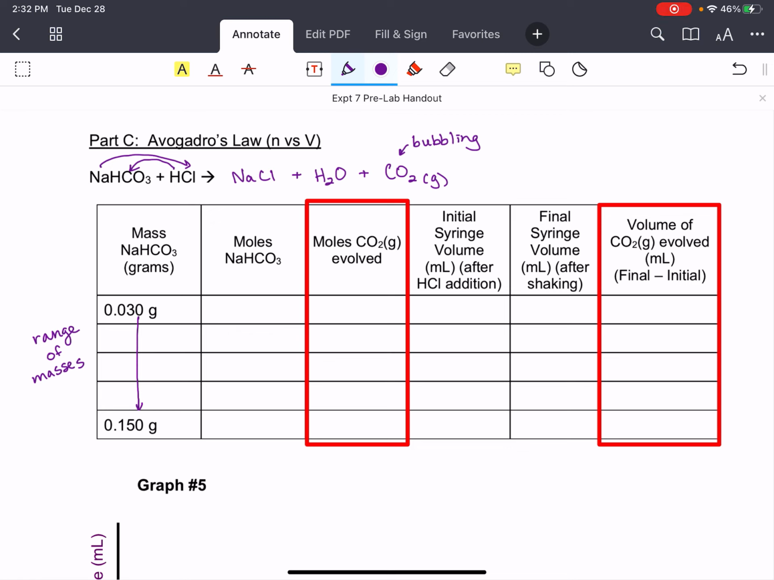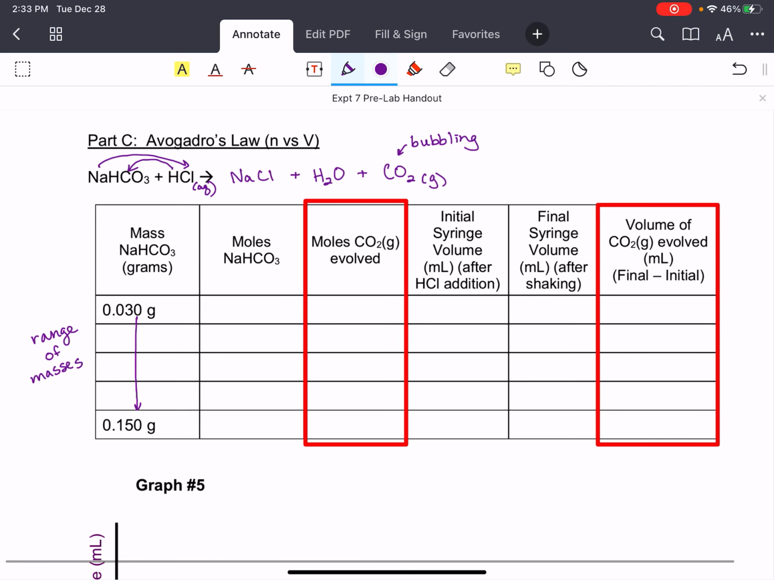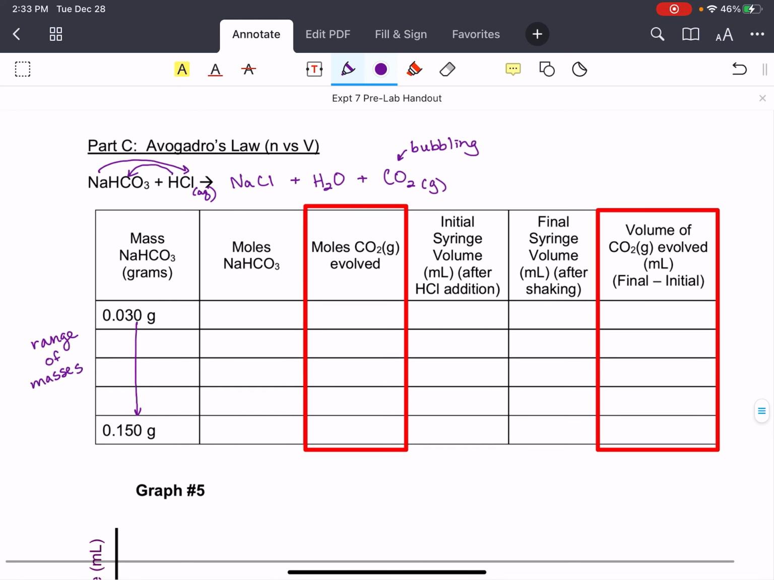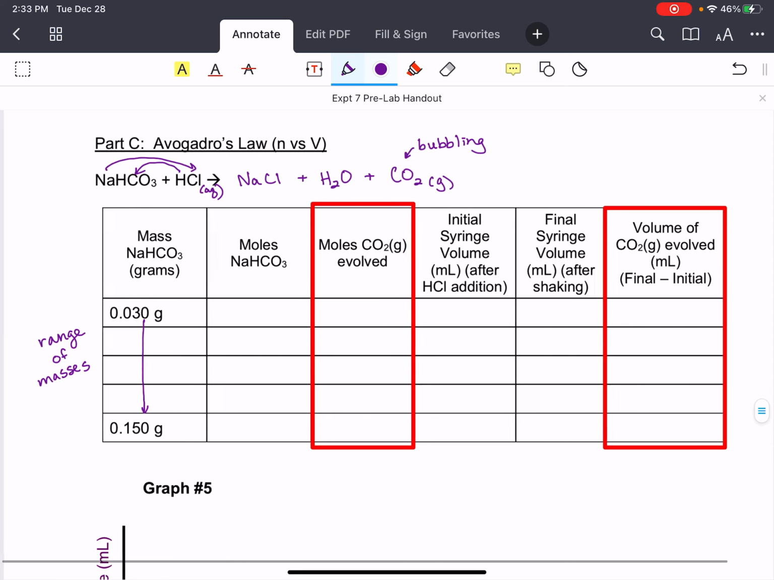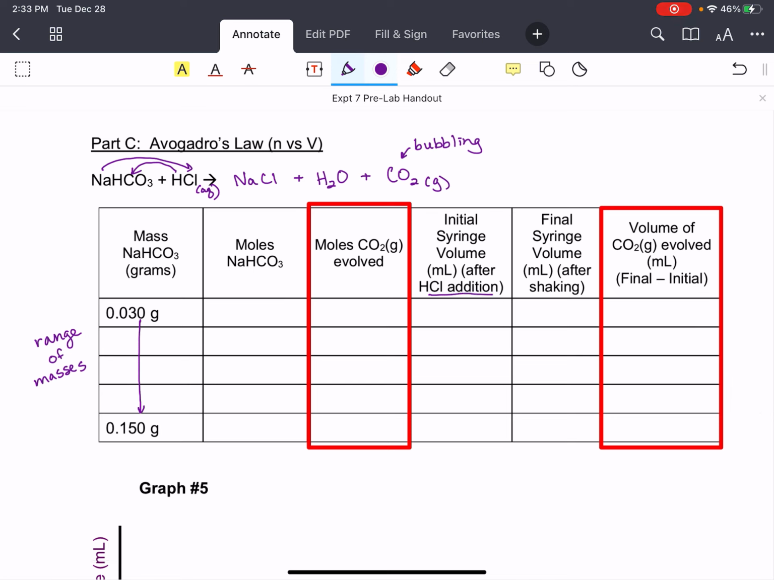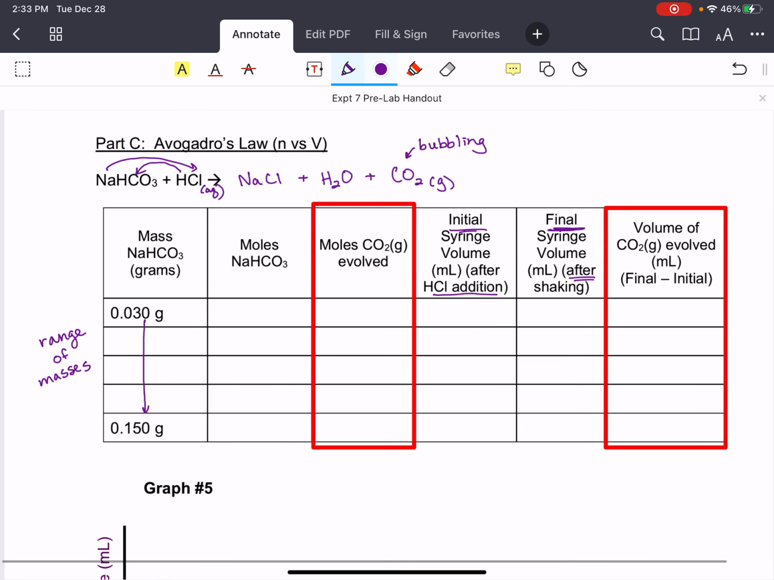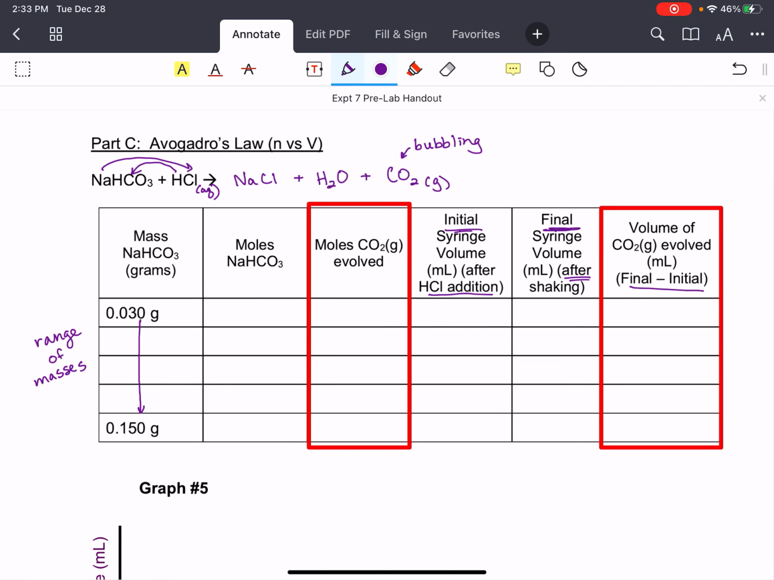Once you write down the masses, you'll measure out your sodium bicarbonate and you'll add hydrochloric acid in solution to your syringe, and you'll cap and shake the syringe. Before you shake it up, you will want to measure the syringe volume. So this is after you add your HCl and cap it, you'll measure the initial. Then you'll allow the reaction to happen and you'll have your after shaking, and that will be the final syringe volume. So the volume of CO2 evolved will be the final minus the initial.